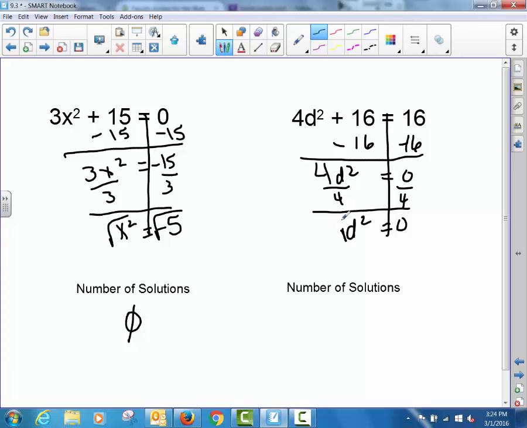Get the square root of both sides, and the answer is d equals 0. Not plus or minus 0, because 0 is not plus or minus, it's just 0. So the number of solutions that we have on this one is 1.